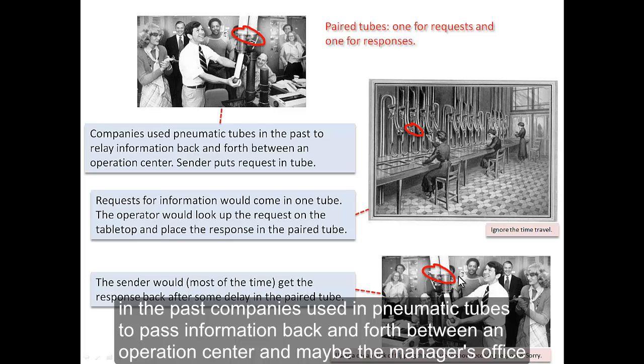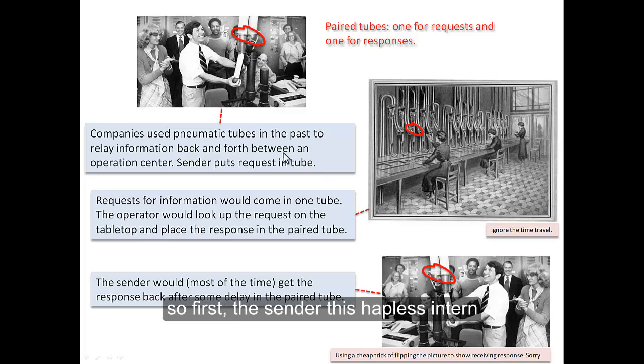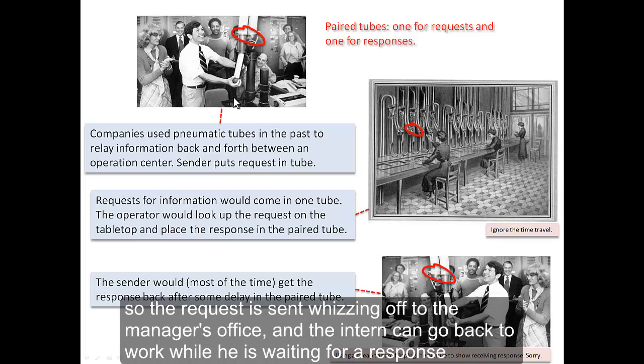In the past, companies used pneumatic tubes to pass information back and forth between an operations center and maybe the manager's office. So first, the sender, this hapless intern, will put a request in the tube. So let's say it's, "Can I go to lunch?" So the request is sent whizzing off to the manager's office, and the intern can go back to work while he's waiting for a response.